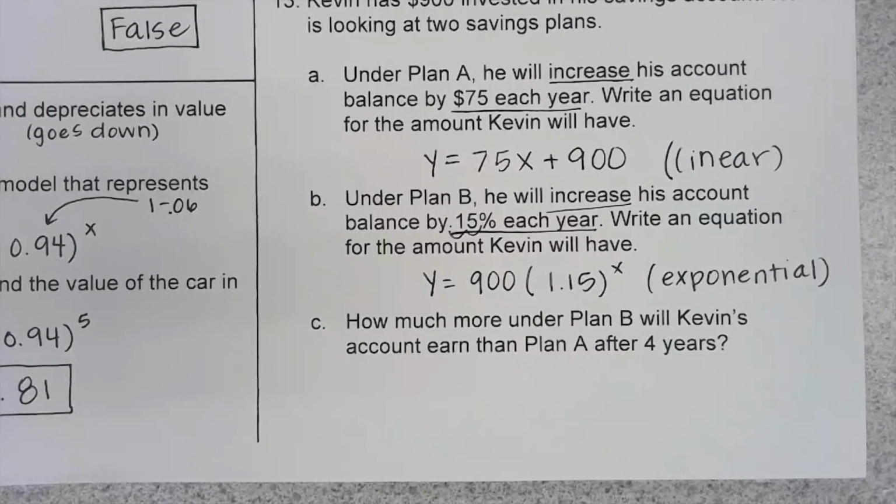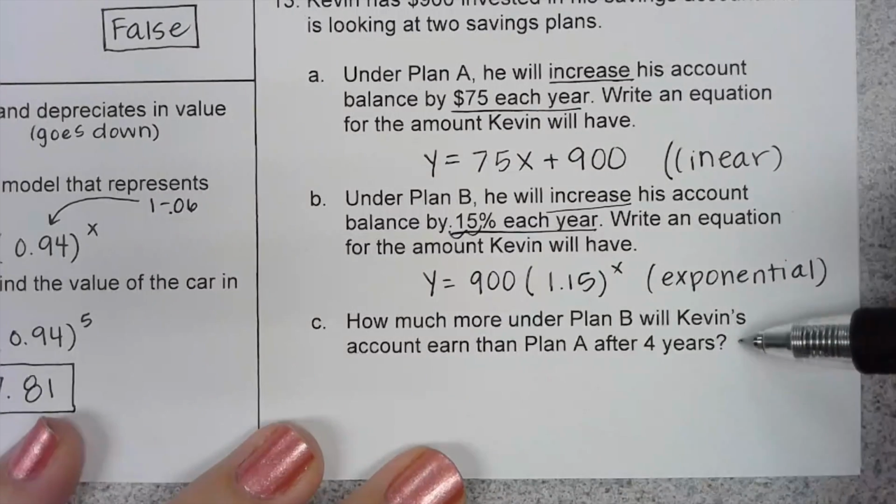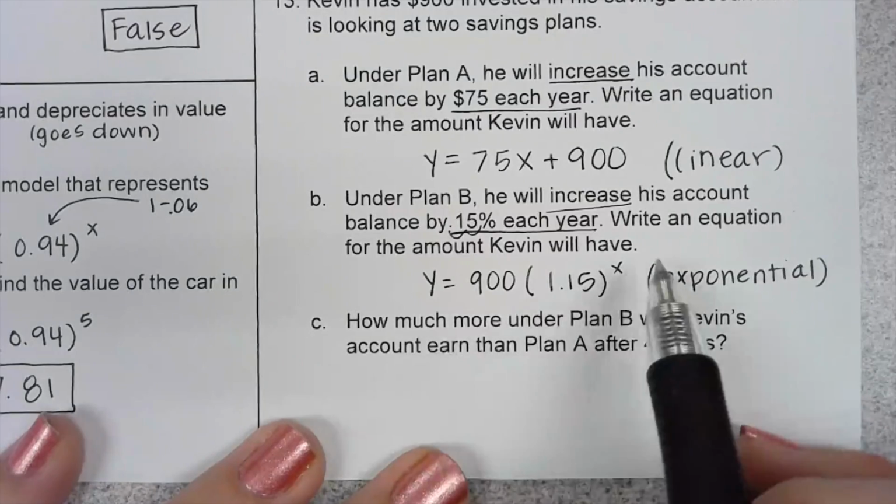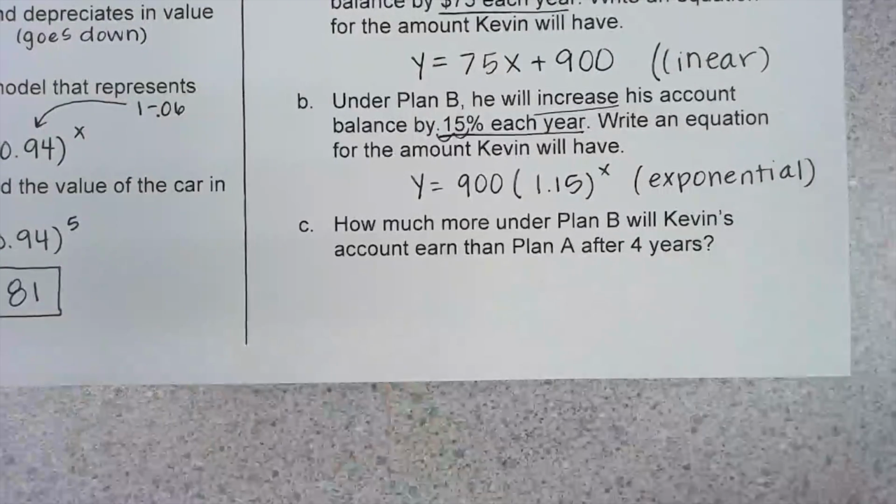Question C asks us to figure out how much more under Plan B will Kevin have in his account than Plan A after 4 years. So we're expecting that when we figure this out for 4 years, this number should be lower than this number, because the way that this question's worded makes it sound like the exponential one's going to have more money.